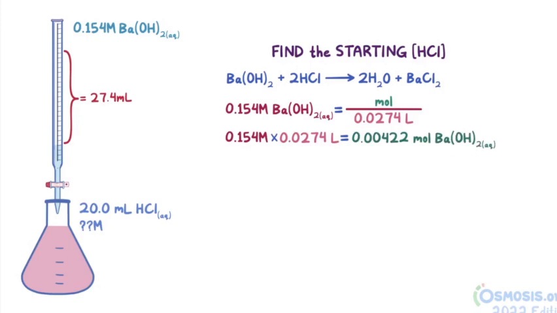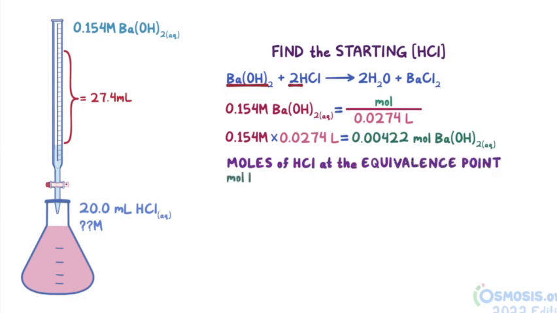From the balanced equation, we can see that 1 mole of barium hydroxide neutralizes 2 moles of hydrochloric acid. Therefore, to find out how many moles of hydrochloric acid there are at the equivalence point, we need to multiply the moles of barium hydroxide by 2. 0.00422 times 2 gives us 0.00844 moles of hydrochloric acid.